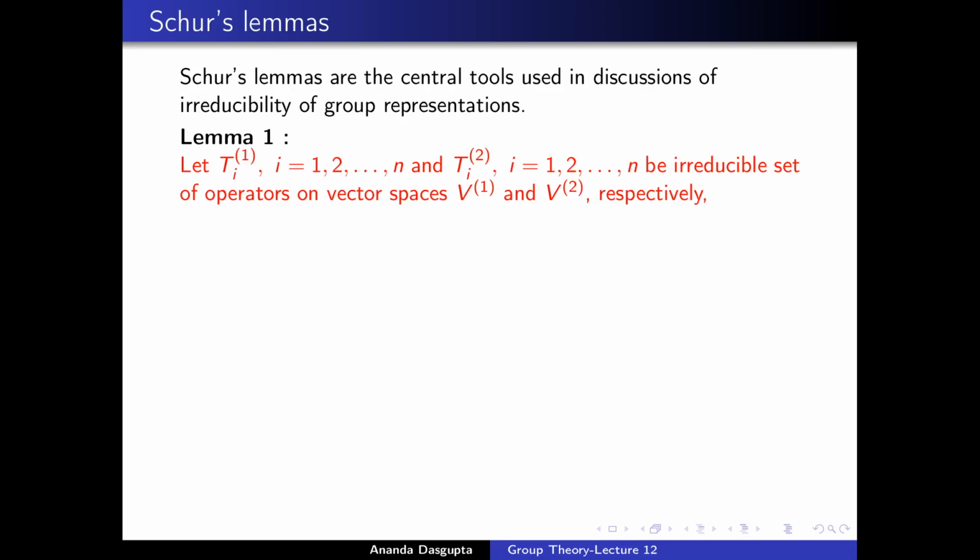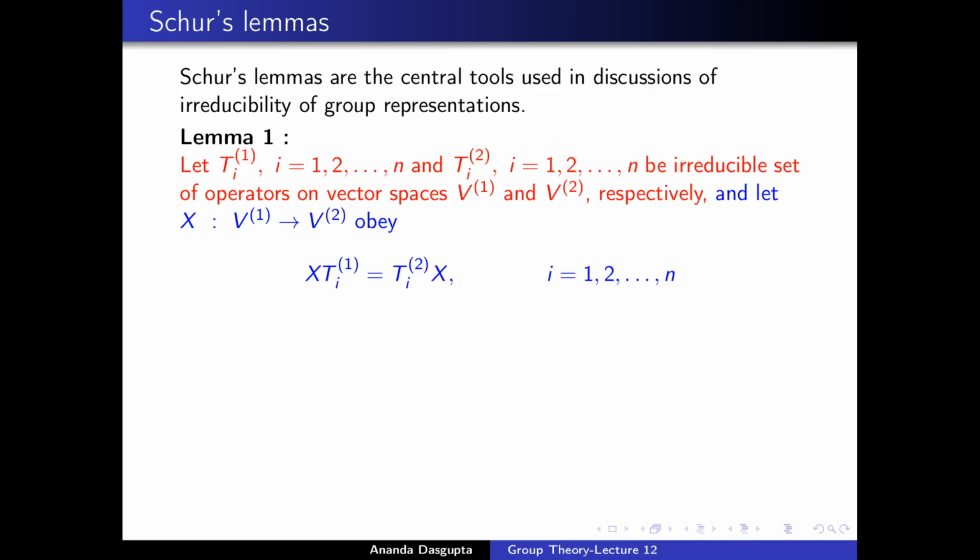And in addition, what you have is a map X from V1 to V2. And this X obeys this particular relation. If you apply X after you apply T_i^1, that is, you apply the composite transformation X T_i^1, the result is the same as the one that you will get if you were to apply X first and then apply T_i^2. That is, you apply the composite operator T_i^2 X. And this will work for each and every value of i running from 1, 2 all the way up to n.